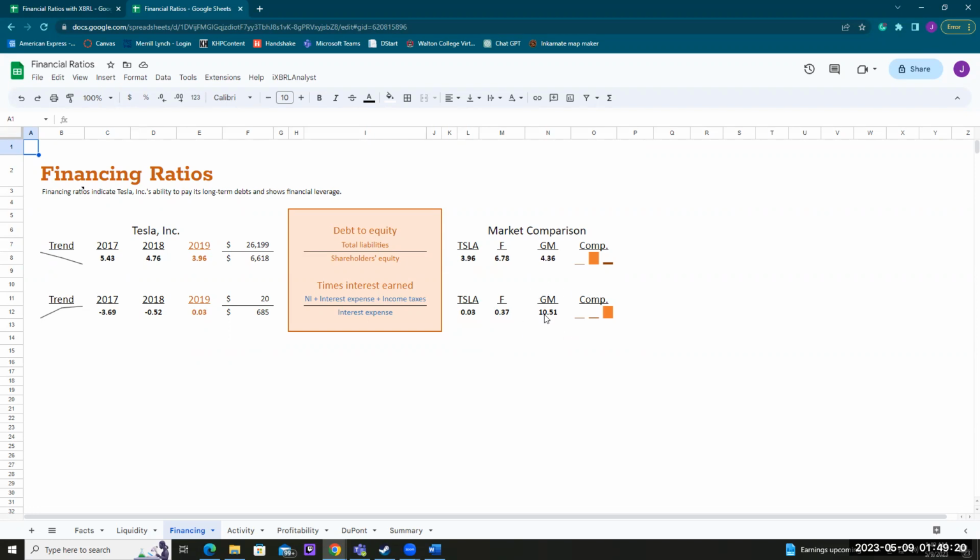So it's actually very much expected to see that their times interest earned is so high, because GM has their own specific subsidiary that takes care of that for them. And then Tesla and Ford, I don't expect to see too high because these are car manufacturing companies. The only reason why I expected GM to be so high is because they have their own subsidiary that covers just that.